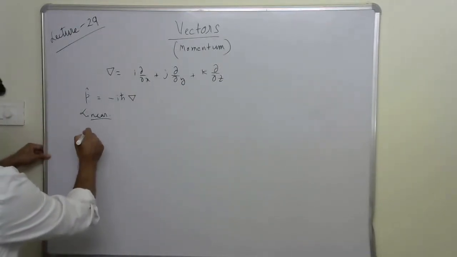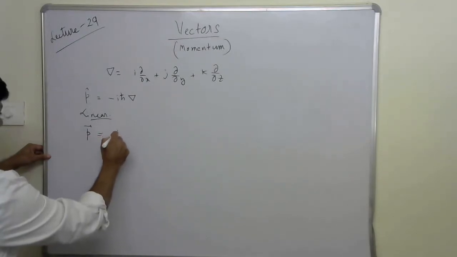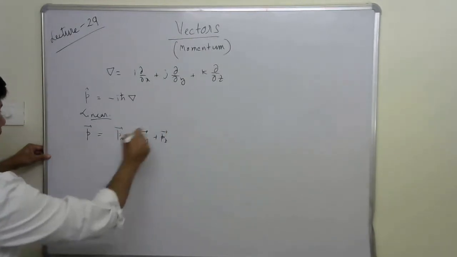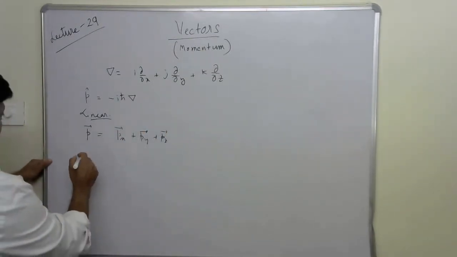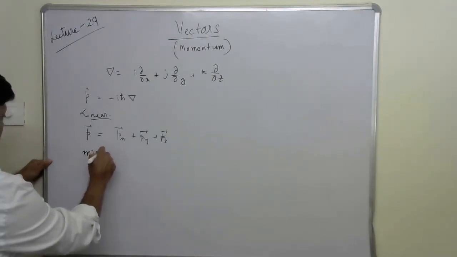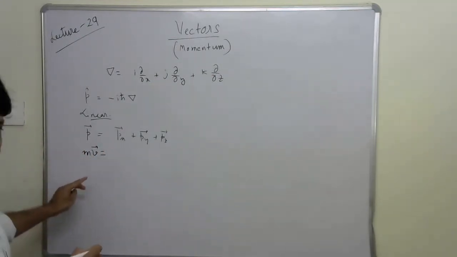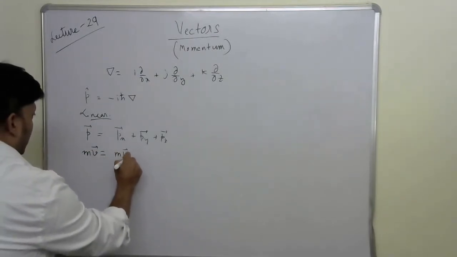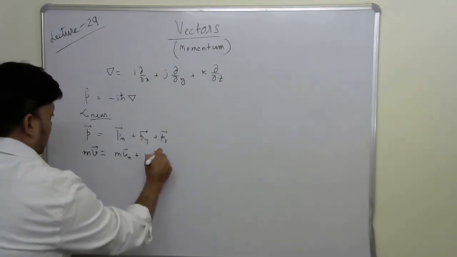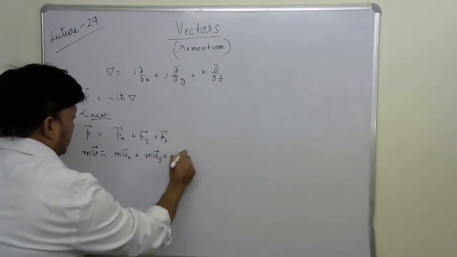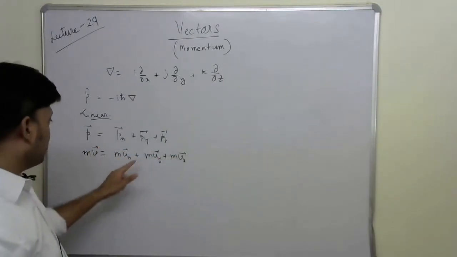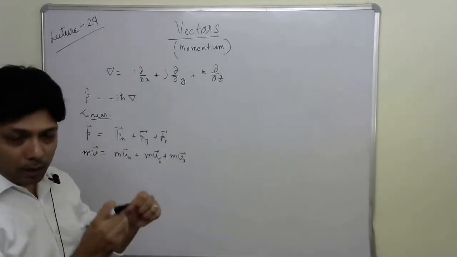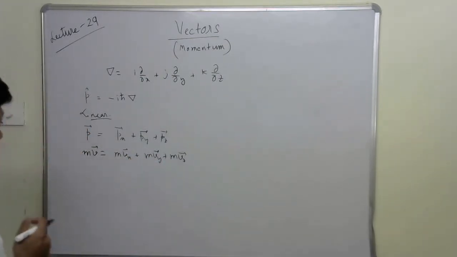Okay, so now the linear momentum P can be represented as a summation of Px plus Py plus Pz. Okay, and similarly, we can write that momentum is equal to mv. So linear momentum, we can write it as mvx plus mvy plus mvz. So it's needless to say that px, py, pz and vx, vy, vz are the components along x, y and z, that is 3 mutually perpendicular directions.